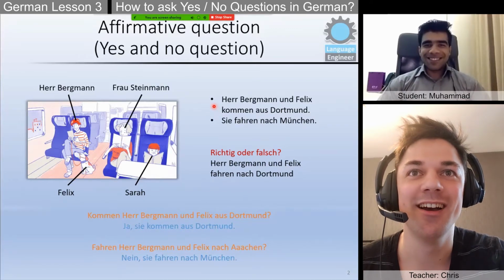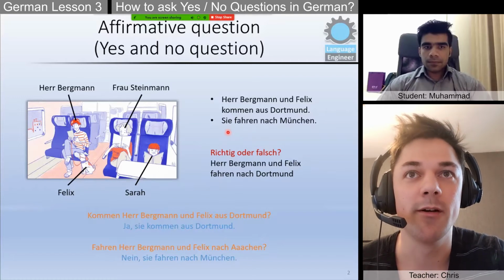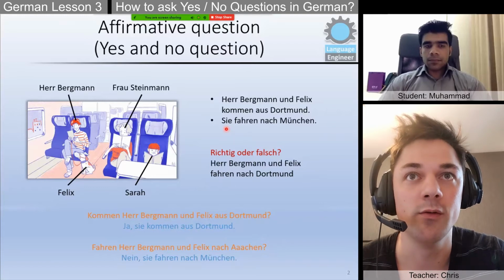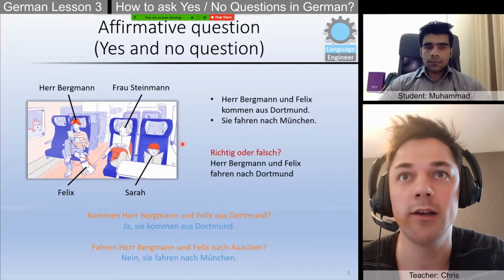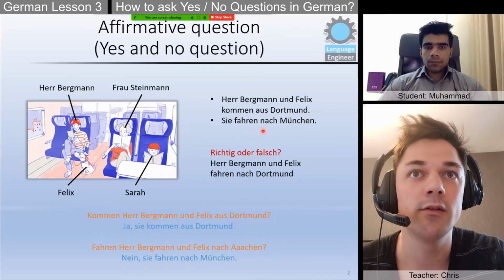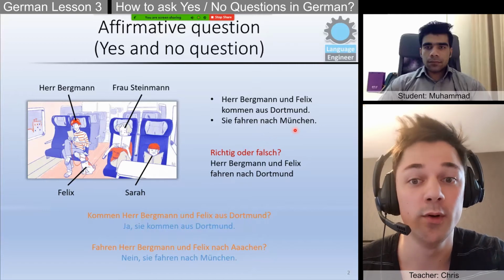Yes, perfect. And then the next sentence is: Sie fahren nach München. Sie is the plural form for he, she, it, because they are two people. Let's say the dog is a person. Then we use sie, because we have two, right? So sie means Herr Bergmann und Felix fahren nach München. Fahren means to drive. And they are in a train, as you can see, sitting in a train and driving to Munich. So nach means to, and Munich in German is München.